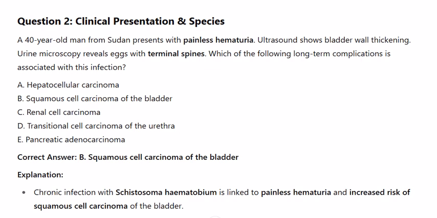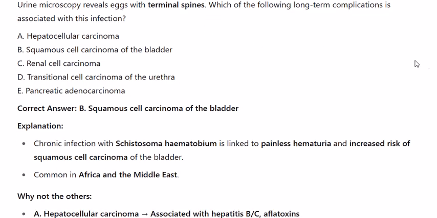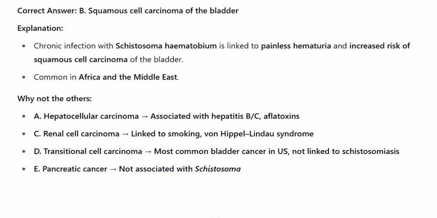Explanation: chronic infection with Schistosoma haematobium is linked to painless hematuria and increased risk of squamous cell carcinoma of the bladder, common in Africa and the Middle East.